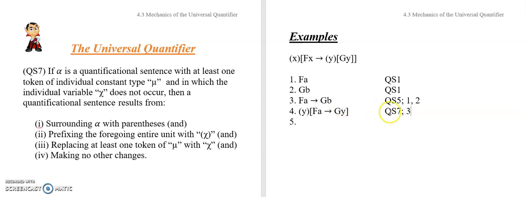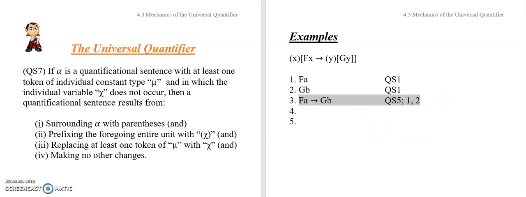Now, I want to be very clear here. This is a legitimate application of QS7 to line 3. That's not the problem. The problem is that this construction is not this, right? Notice the y is in here. It's in here, okay? So we want to be a little bit more careful how we do this, and the problem came in building this thing first, all right?